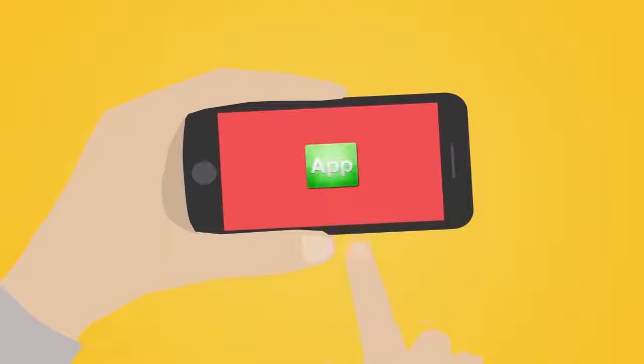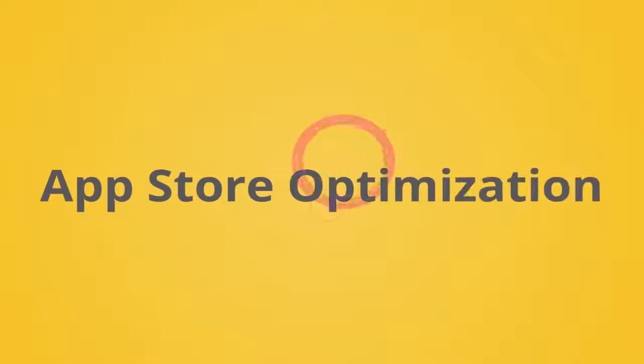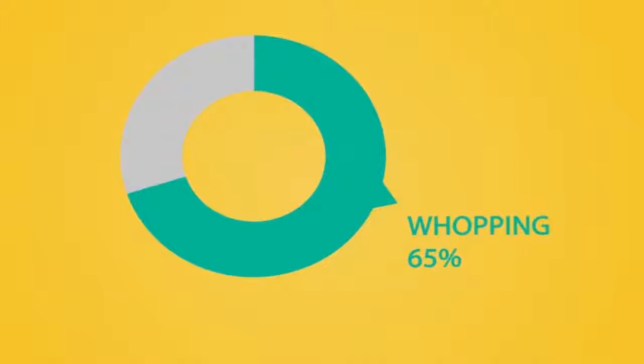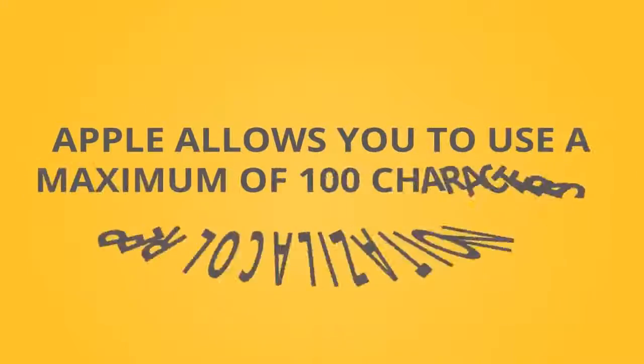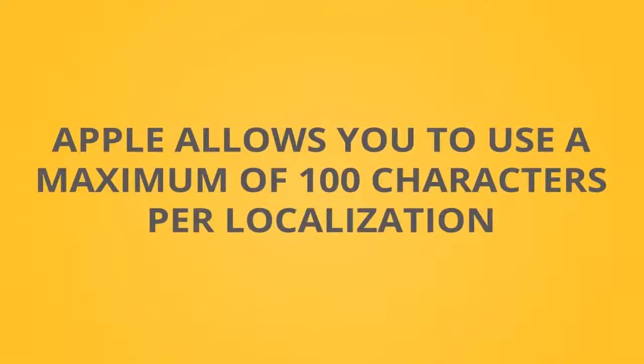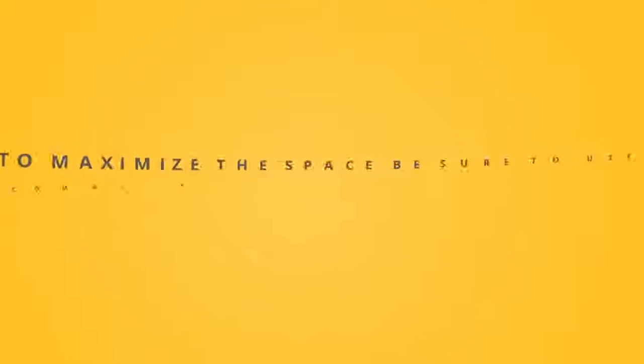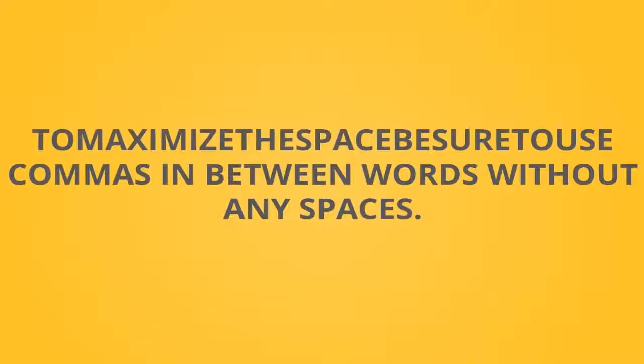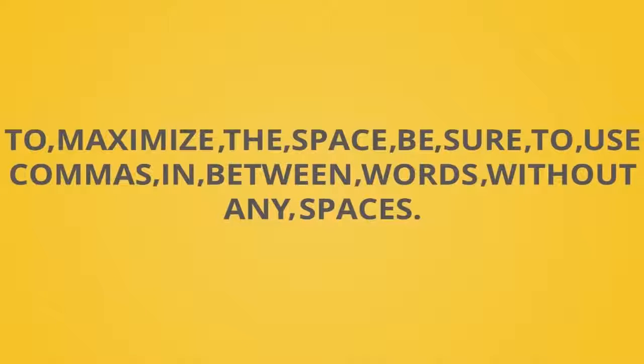Now what? App Store Optimization. A whopping 65% of your app traffic comes from keywords, so keyword optimization is crucial. Word of mouth is second, but we'll get into that later. Apple allows you to use a maximum of 100 characters per localization. To maximize the space, be sure to use commas in between words without any spaces.